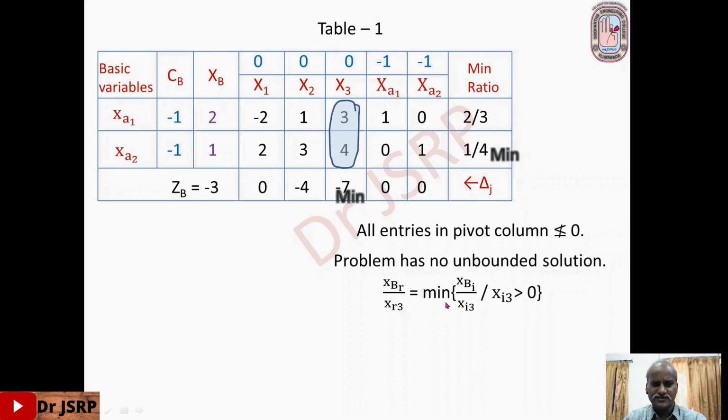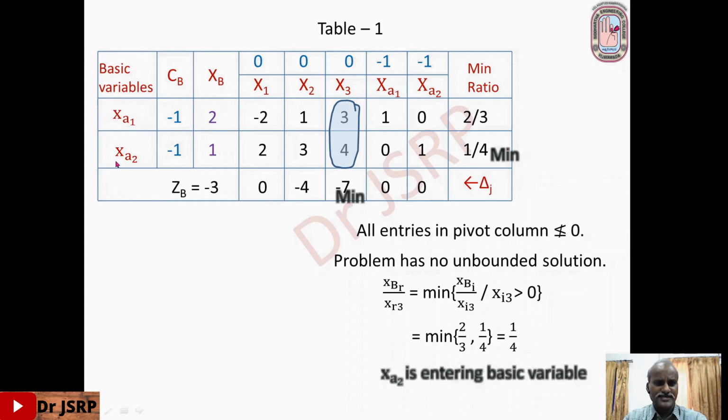XBR by XR3 equal to minimum of XBI by XI3 such that XI3 greater than 0. So the minimum of these two ratios is 1/4. Now the corresponding basic variable XA2 is the leaving basic variable. So around this row, XA2 is leaving basic variable. So this is the pivot row and the pivot element is 4 as usual. So in the next solution, XA2 is replaced by X3 and XA1 remains the same.